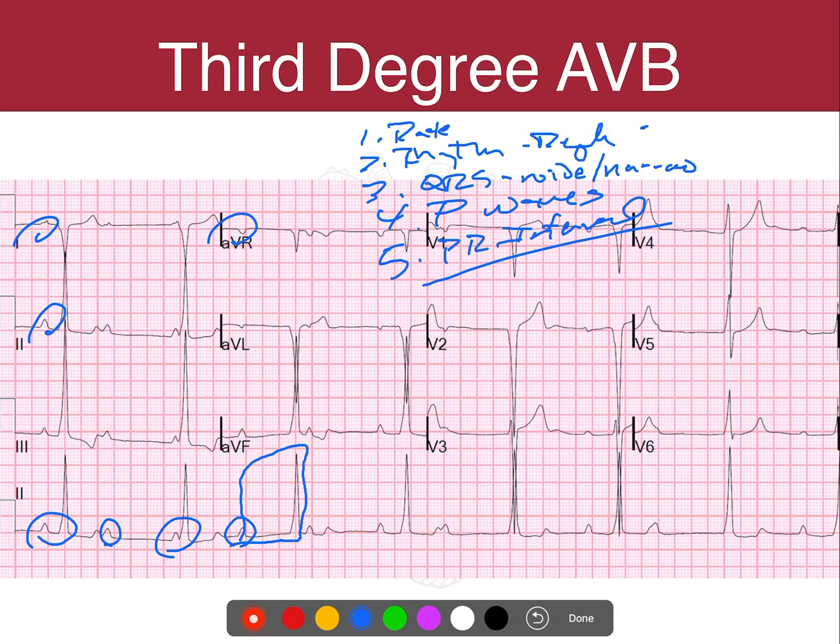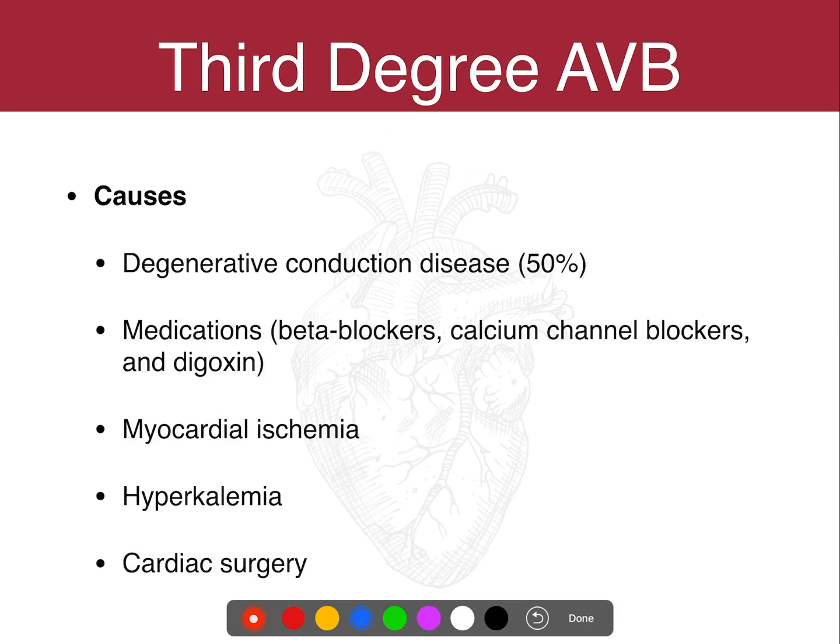Again, this is because there is no association between the atria and the ventricles. The atria depolarization is not leading to ventricular depolarization. They're completely separate. So a clue that this is third degree AV block is that you have random PR intervals. And we'll go into that in a bit more detail in just a minute.